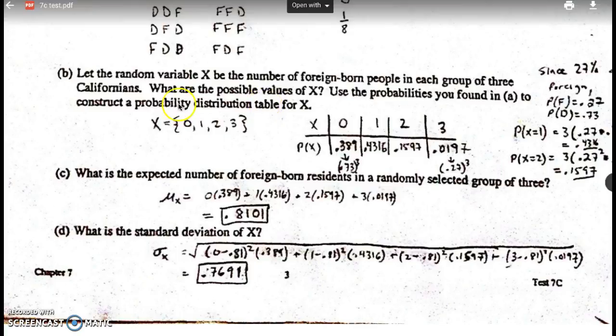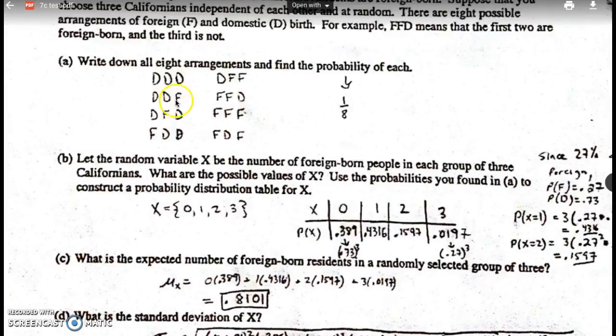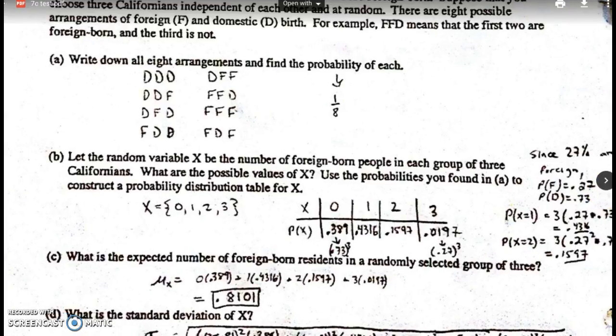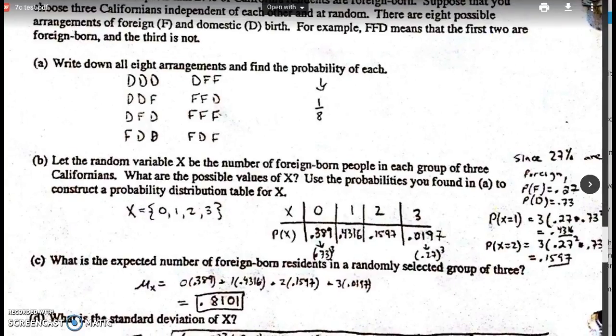We know our probabilities should sum to 1, but this is the tricky part here. So if there are going to be 0 foreign-born people, I'm going to first look at how many different arrangements are there where there's 0 foreign-born people. Well, I see there's 1 out of 8. 1 out of 8 times there's foreign people. So the way you do this, let me bring this over here so we can see this a little bit better.